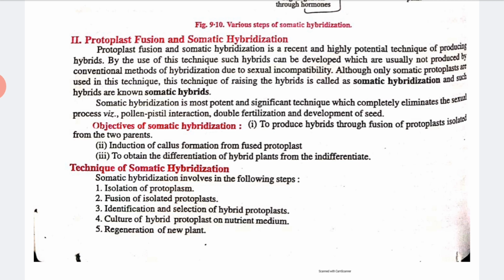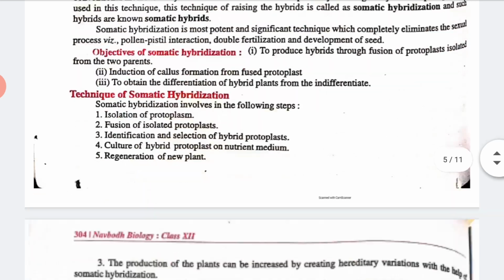Okay, so the objectives of somatic hybridization are to produce hybrids through fusion of protoplasts isolated from the two parents, as we have just seen in the example, and induction of callus formation of fused protoplasts, or to obtain differentiation of the hybrid plant from the undifferentiated callus. Okay, and we have different steps for somatic hybridization: isolation of the protoplasts, fusion of isolated protoplasts, and identification and selection of hybrid protoplasts.